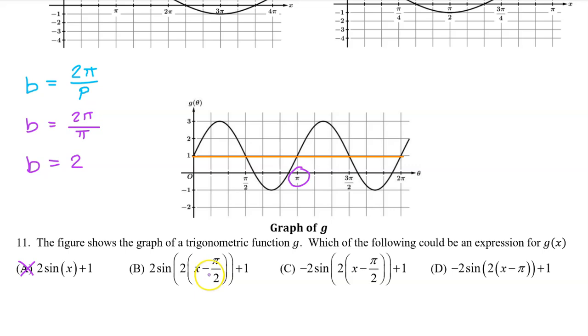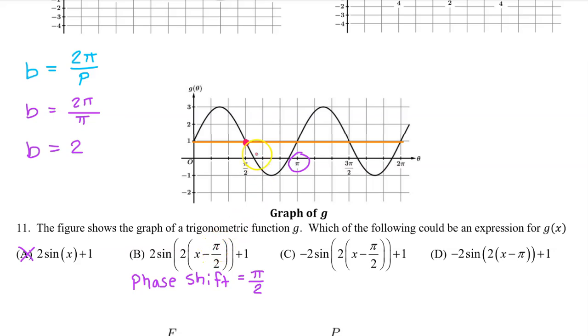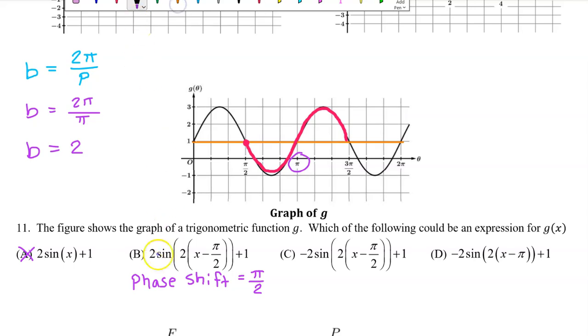So let's try out the phase shift one at a time and see which one is a match. Option B has a c value of negative pi over 2. That means a phase shift of positive pi over 2. That means we're talking about a sine function that starts right here. In that case, the first period of the sine function would go like this. This is upside down compared to the parent function, so the a value would be negative. The b option does not have a negative a value, so b cannot be the answer.